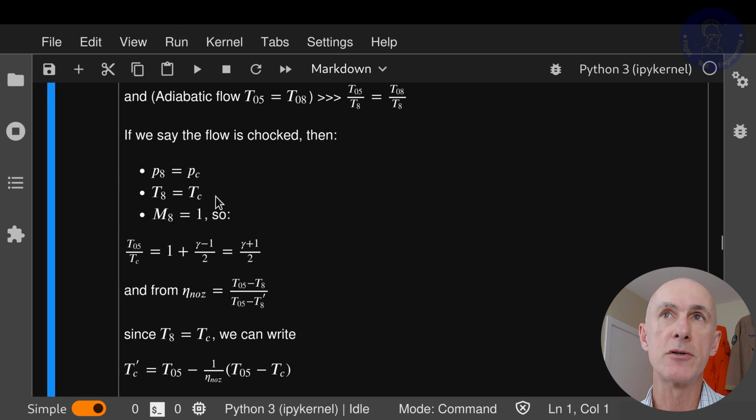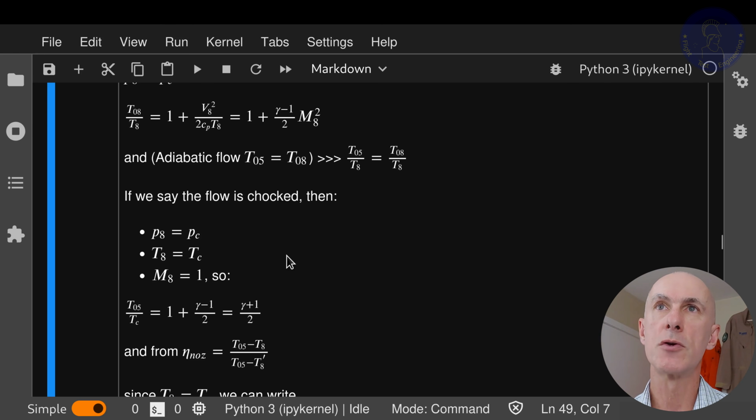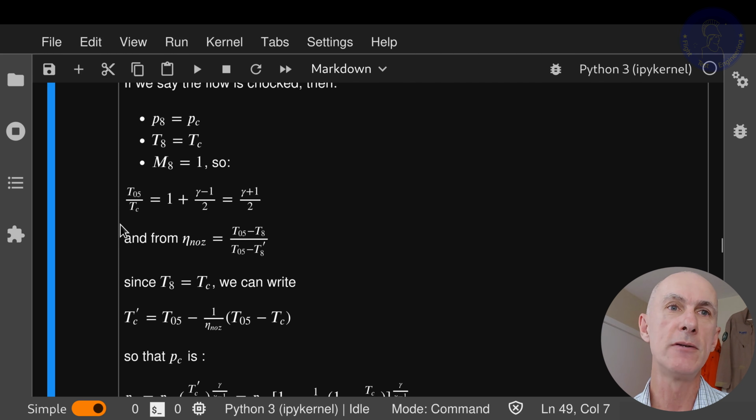Just recall that for choked flow, we have P8 equals PC, T8 equals TC, and Mach at station 8 equals 1. So if we set Mach to 1 on the relationship for T05 over T8, we get T05 over T8, which is the same as T05 over Tc, equals 1 plus gamma minus 1 over 2, which is gamma plus 1 over 2. And this is very interesting here because that only depends on gamma, nothing else.